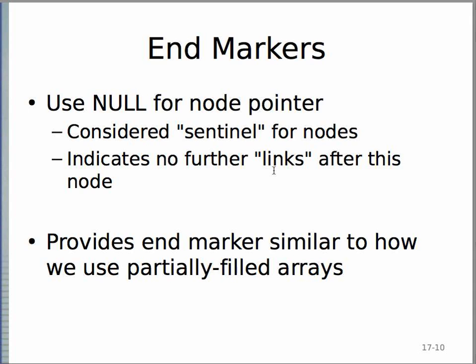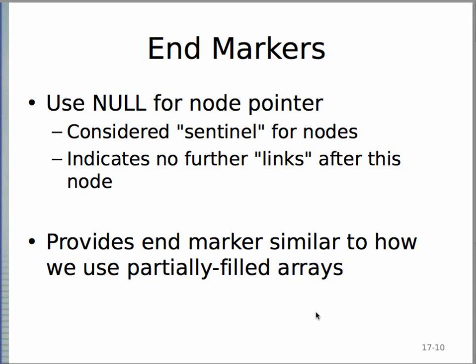And so check for that, and then once you're sure you have that, if you're trying to process a linked list in a loop, you want to check for the null value. So this provides an end marker similar to how we use partially filled arrays. Let's say we had an array of size 10, but we only had the first 5 locations. We would check and only go up to the 5th location. So this is the same idea.